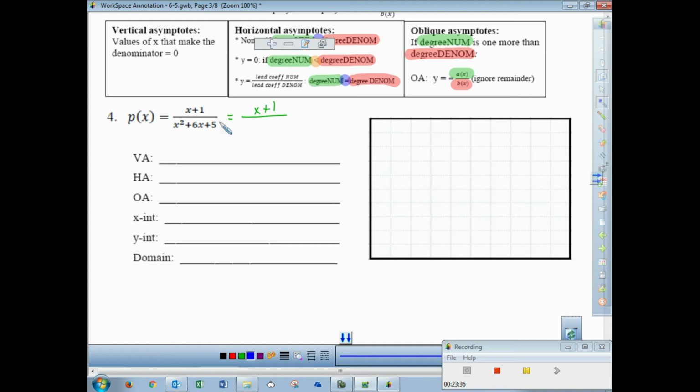Those are 1 and 5, right? So this guy will factor to be x plus 1 times x plus 5. Is everybody cool with the factoring of the denominator? What's so great about that? He tells you some things.